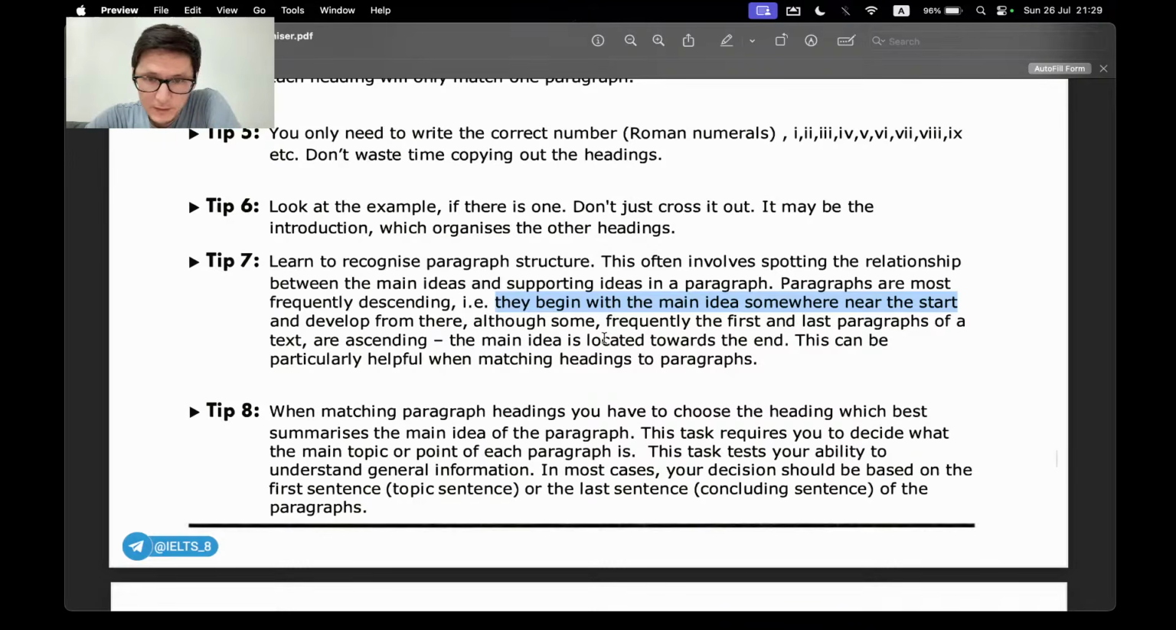Frequently, the first and last paragraphs of the text are ascending. The main idea is located towards the end. Or sometimes, the first paragraph and the first sentence. This can be particularly helpful when matching headings to paragraphs. Okay. Sometimes the main idea is located at the end of the text.